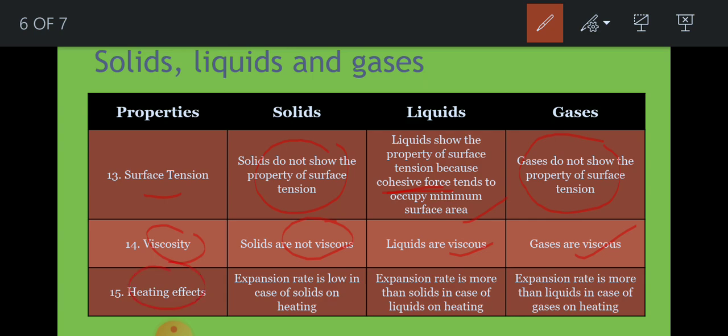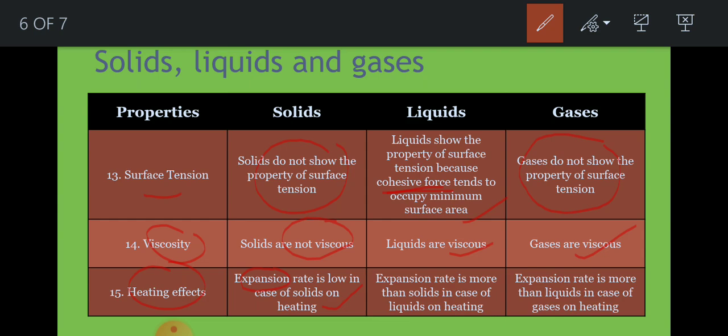Now in case of solids we see that the expansion rate is low on heating. But first let me tell you what expansion is. The increase in size or volume of objects on heating is called expansion. Then what is the opposite of expansion? The opposite of expansion is contraction. Contraction means the decrease in the size or volume of objects on cooling. Matter generally expands on heating and contracts on cooling.